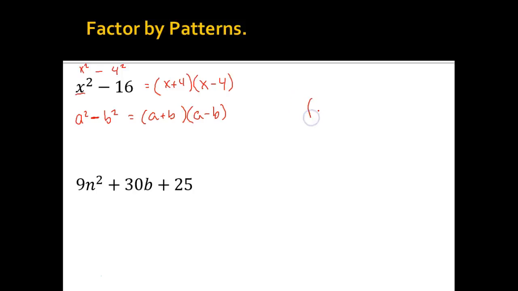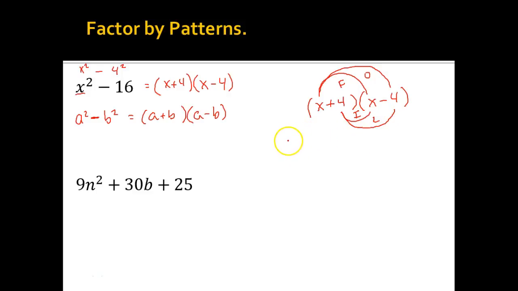Not just because sometimes the computer system has wrong answers in it, although that is the case, but also so that you can see and get a feel for where this came from. So remember we talked about the FOIL method. We multiply the first terms together, that's the F, and then the outer terms together, that's the O, and then the inner terms together, that's the I, and then the last terms together, that's the L.